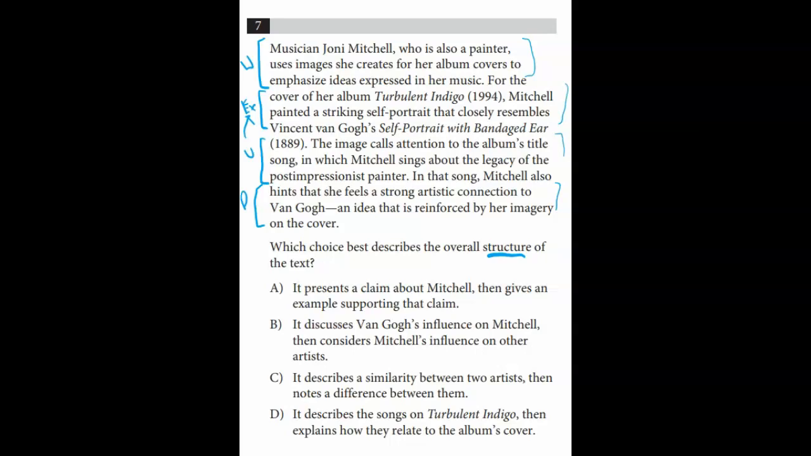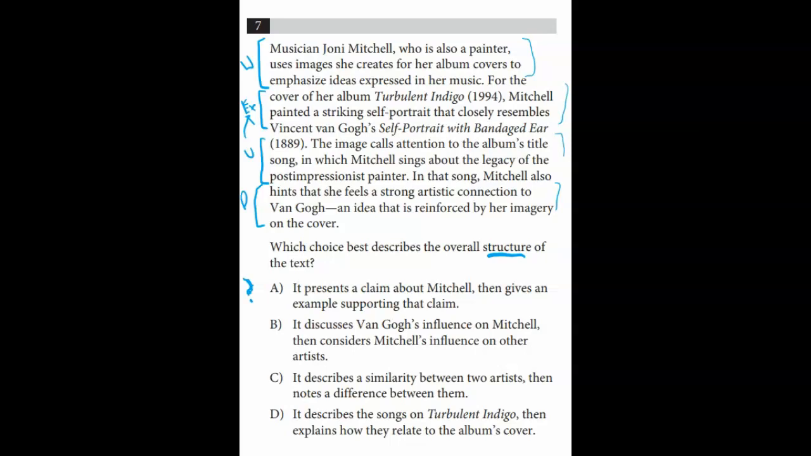Okay, cool. Presents a claim about Mitchell and then gives an example supporting that claim. Hmm. I mean, yes, but that's also very non-descriptive. I would look at the other answer choices before going with that, but it's not wrong. She is a painter and a musician, and here's an example of her painting and being a musician.